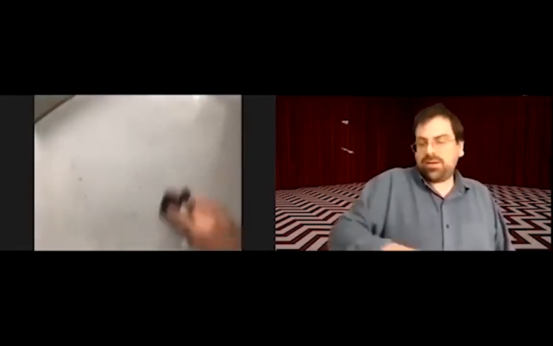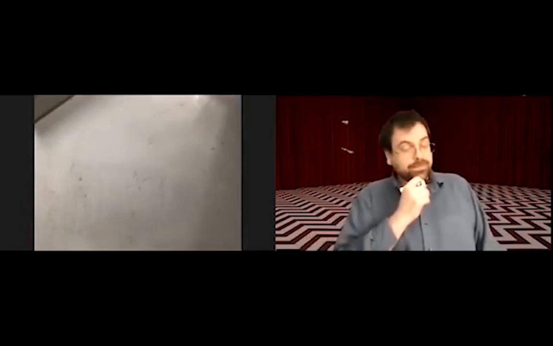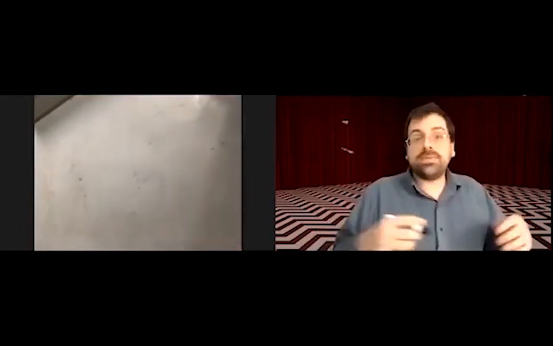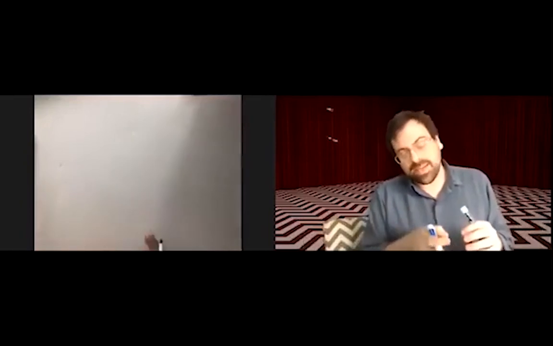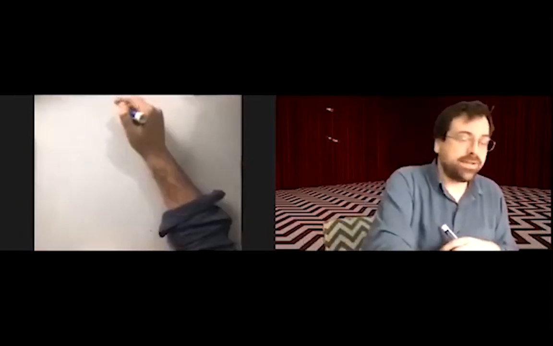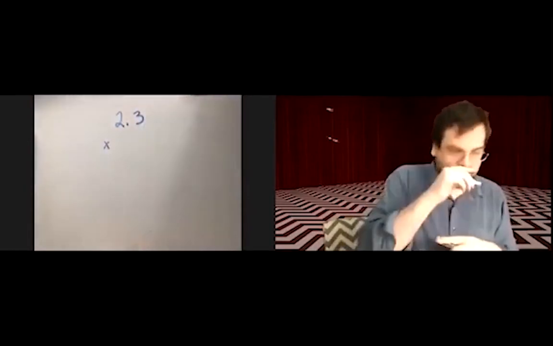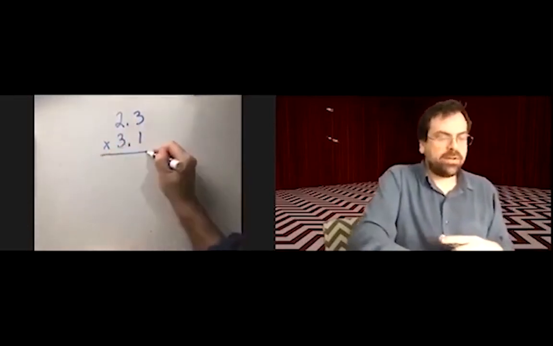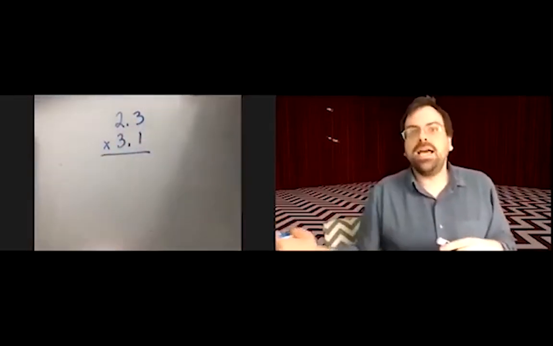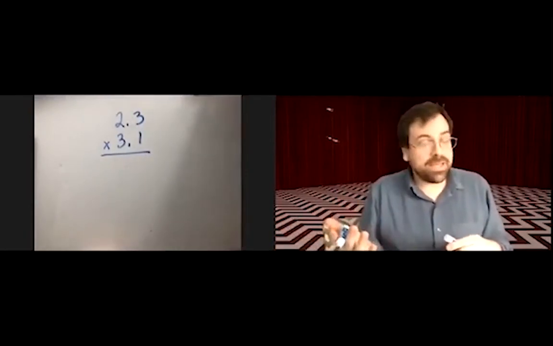now that we've talked about how we should not line up the decimal points, I did mention sometimes they do happen to line up on their own. And that's okay. But that does not mean that the decimal point is in the same place in the answer. For instance, if we had 2.3 times 3.1, look, the decimals just happen to line up. And that's okay. But where is the decimal point going to be in the answer?